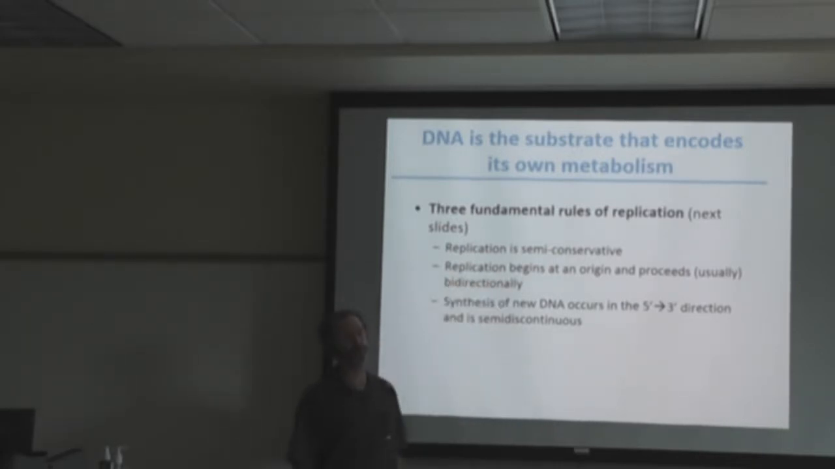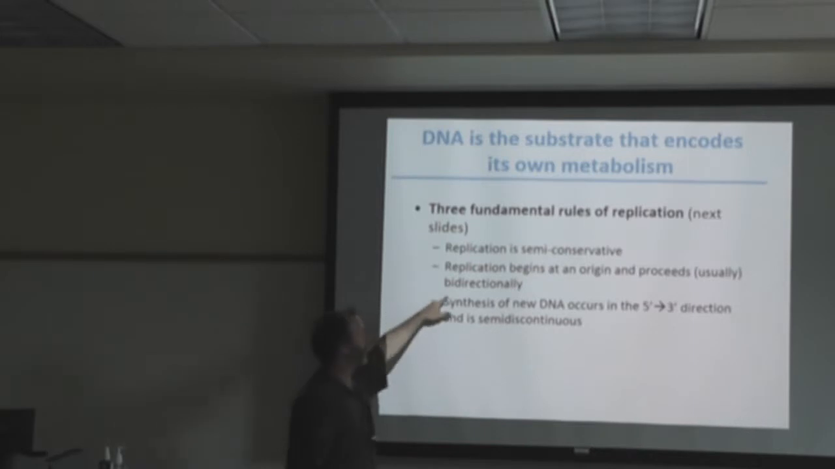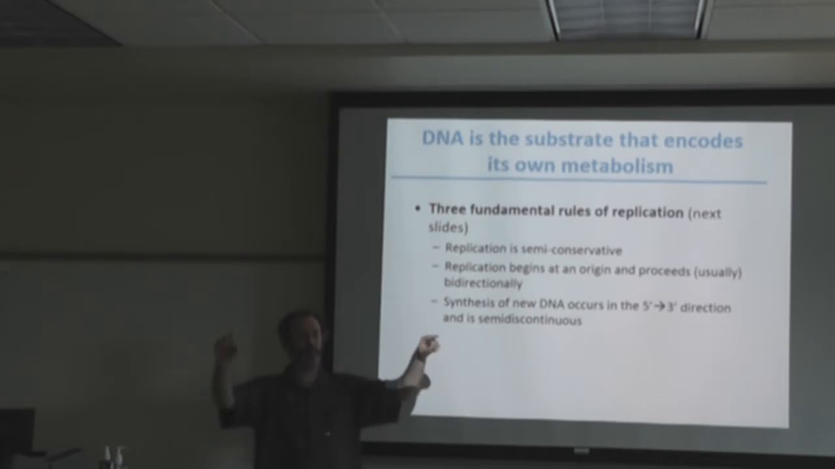Replication is semi-conservative. What does that mean? One parent strand, yeah, exactly. One parent strand and one new daughter strand. Replication begins at the origin and will proceed bidirectionally. So there's typically an origin of replication, and then it proceeds bidirectionally, meaning both ways away from that origin.